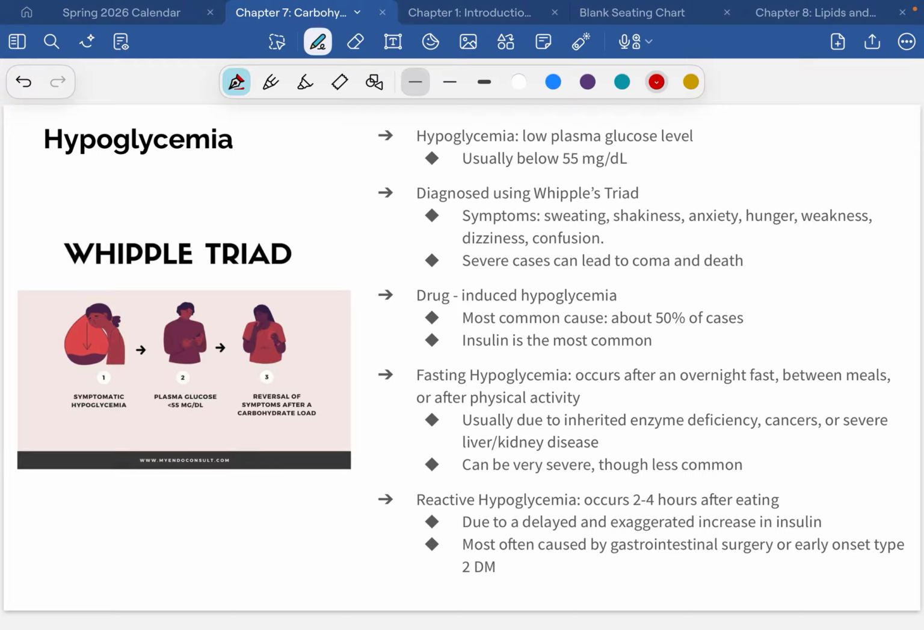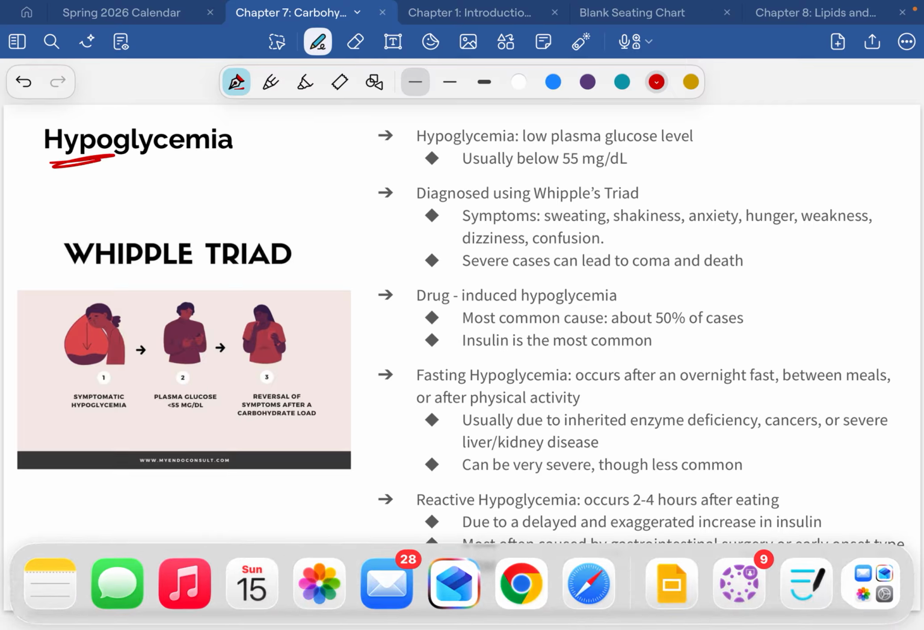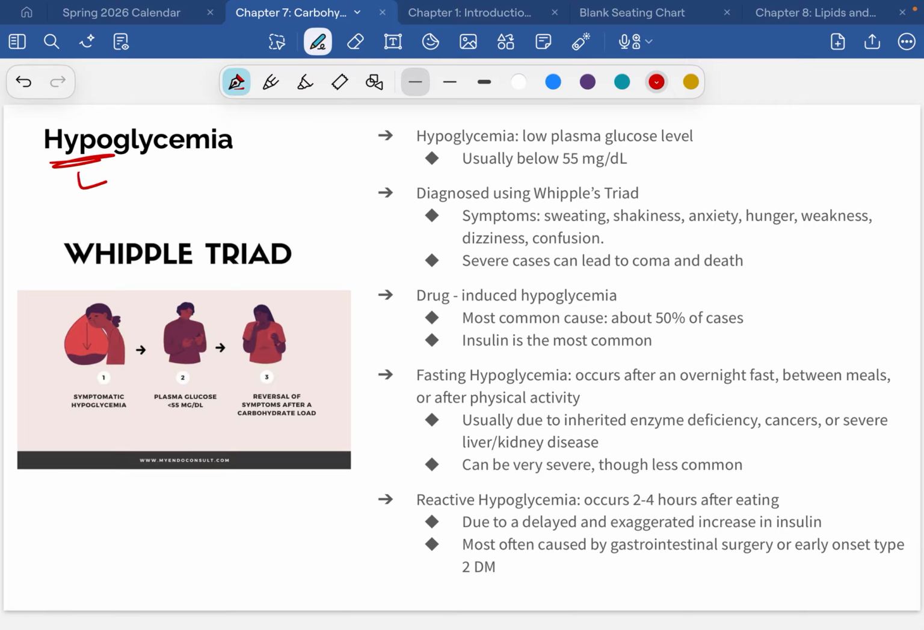is going to be hypoglycemia. So diabetes mellitus, all 4 types, are related to hyperglycemia, where your glucose levels or sugar levels in your blood are too high, chronically too high. Hypoglycemia, as you guys know, hypo is low. So this is a disease characterized by low glucose levels.